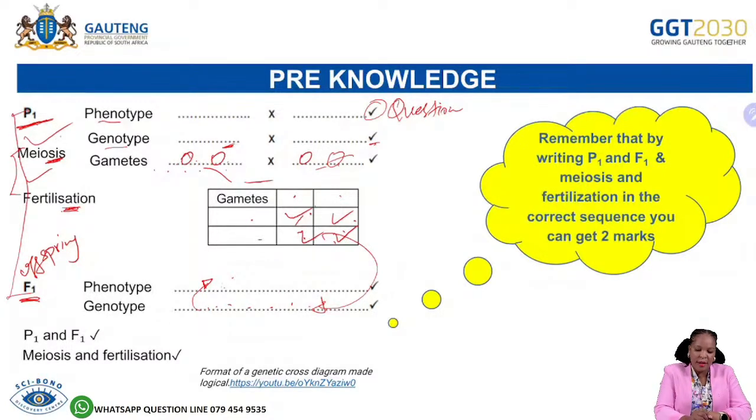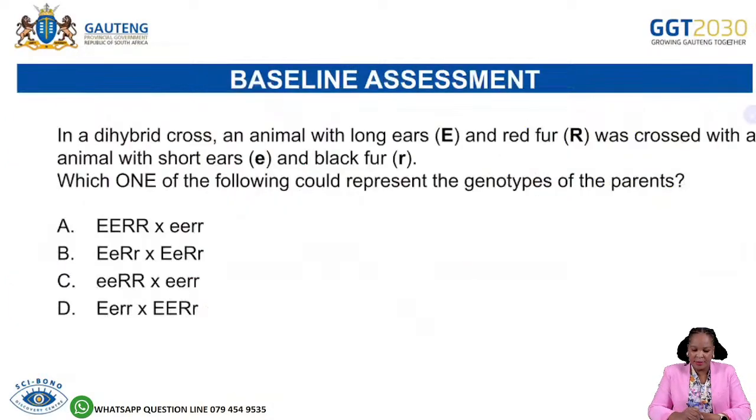So you have 1 mark for free for writing P1 and F1, 1 mark for free for writing meiosis and fertilization at the correct place, and 1 mark that you get from the question when it tells you what type of parents you should cross. So please make sure that you write those, even if you don't know how to cross, or even if you get the genotypes of the parents incorrect. Make sure you write the structure correctly, because then you are going to get 3 marks for free. You can even get more than that out of the 6 that you're supposed to get.